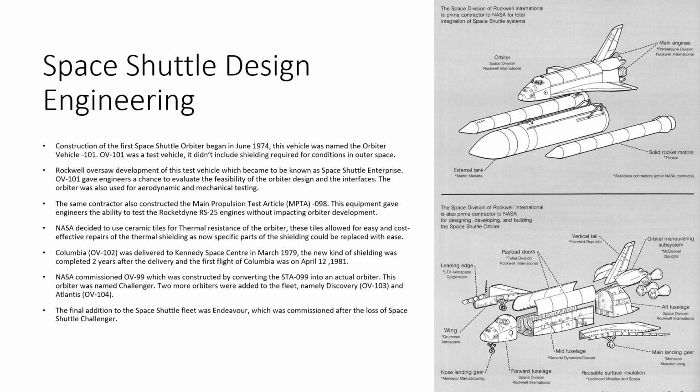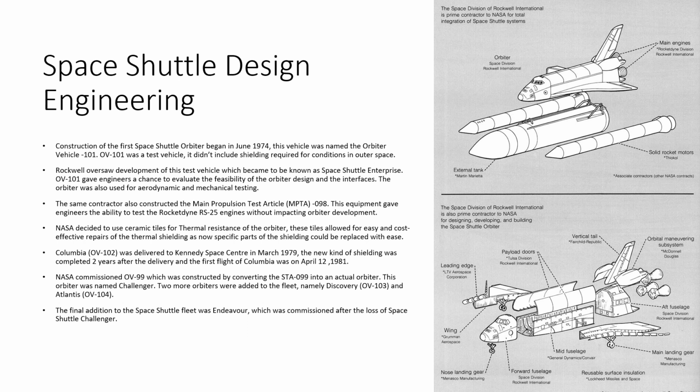NASA decided to use ceramic tiles for thermal resistance of the orbiter. The decision was made in part because the tiles could be easily replaced, and it would be a cost-effective method of reusing the space orbiter.